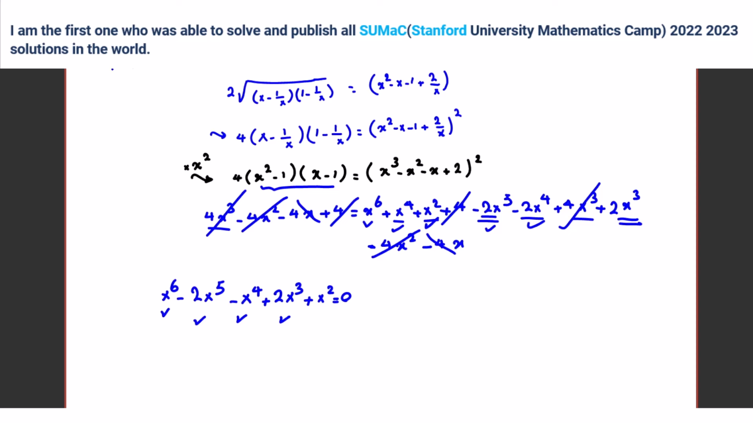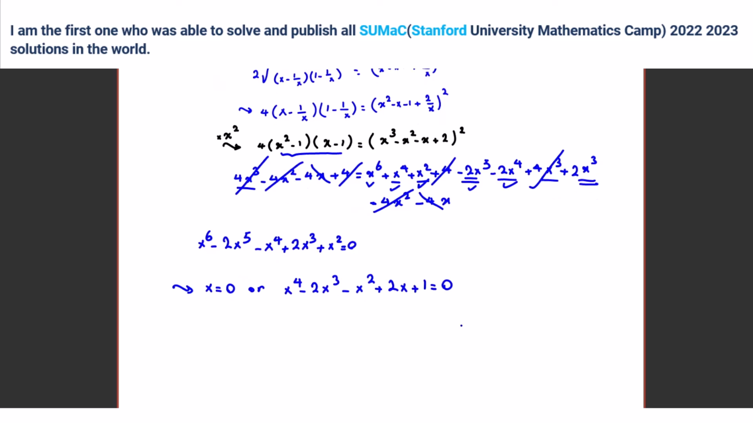Okay, now we have this, right? So then we can conclude what? Because this part is 0, you can take out the x squared. So x is what? x is 0, right? Or x to the 4 minus 2x cubed minus x squared plus 2x plus 1 is 0, right?